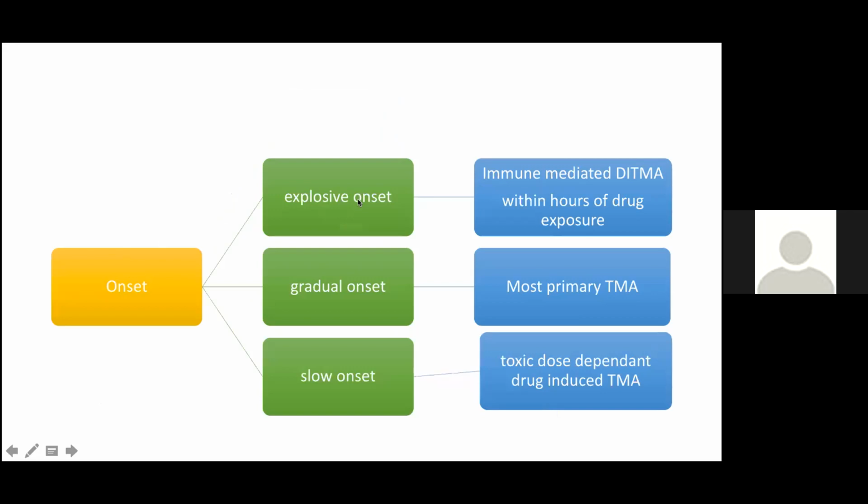And then onset: explosive onset, as I said before, is immune-mediated drug-induced thrombotic microangiopathy. It starts within hours of drug exposure, so you can see it in the patient's drug history. Most primary TMAs are of gradual onset, and the drug-induced toxic dose-dependent one is of very slow onset.